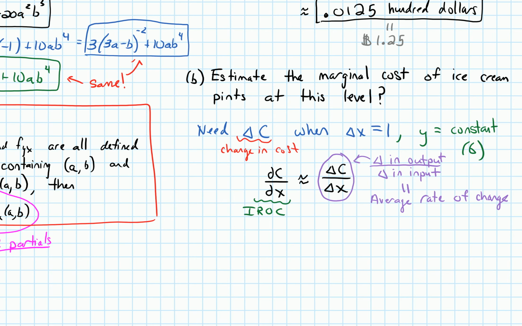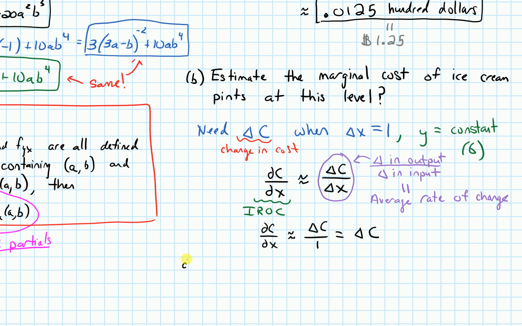So we are going to estimate this partial derivative using the average rate of change. In other words, we're going to use the fact that this instantaneous rate of change is approximately equal to that average rate of change. So the left-hand side is just that partial derivative. And on the right-hand side, we get delta C on top. But delta X we know is 1. So delta C over 1 is delta C.